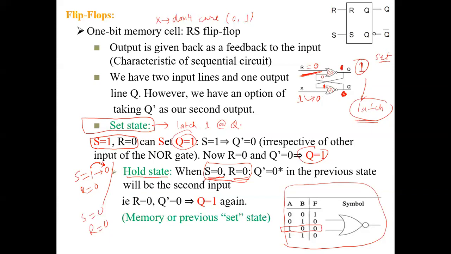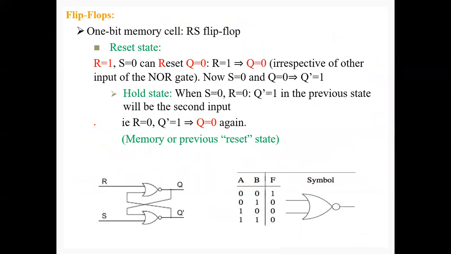Now, what happens if you want to reset? You had 1 there, right? Now you want to reset it to 0. So if you want to reset and latch, change your R equals 1 and S equals 0. In the previous case, you had S equals 1 and R equals 0, right? That's called the set state. This is reset. Let's see what happens.